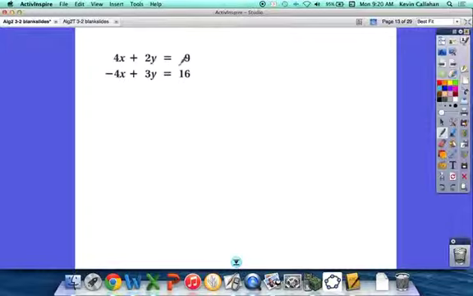So just add these up, right? Make a bar and add up the x terms and the y terms and the constant terms. 4x plus negative 4x, they cancel each other out. They eliminate the x term. That's why it's called elimination, right? Cancel. 2y plus 3y, 5y. 9 plus 16, 25. Solve for y.